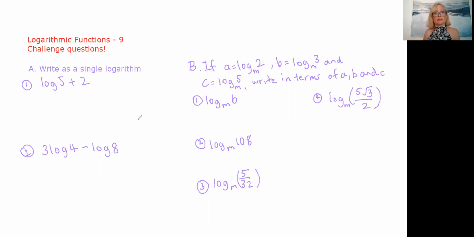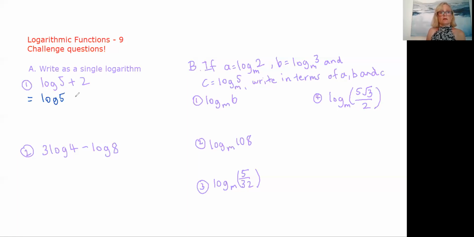Let's have a look at these examples. We're going to do a few challenge questions here. Some of them are going to not be that much of a challenge and others will be quite a challenge. So just hang in there with me. Let's have a look at this first one. I want to write this as a single logarithm. Now, remember what I've said before, if you've got nothing written as a base, we're assuming it's base 10. So we'll just leave that as log of 5 for now.